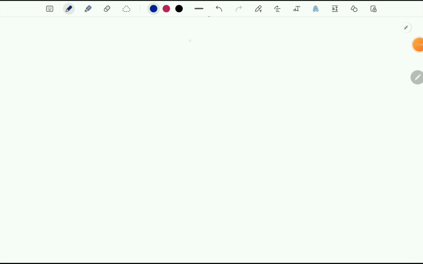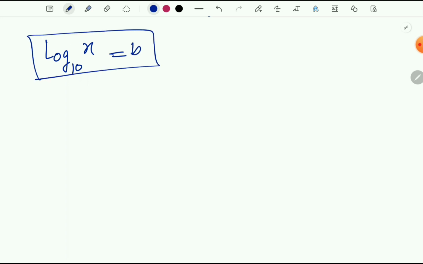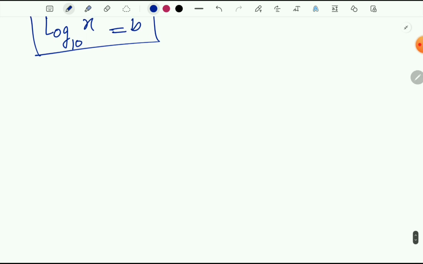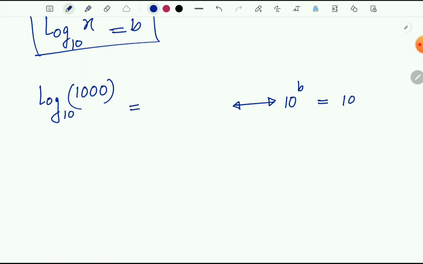So let's consider a special logarithm that is called the decimal logarithm. Decimal, I believe that you understood. When we say decimal, that means the base is 10. We'll see some relationships and some tricks to solve problems. So let's start with something like log base 10 of 1000. What is the value of this, right? The argument is 1000. We have to find the exponent of the base. From the exponential relationship, we know 10 power something, which is b, has to be 1000, right?